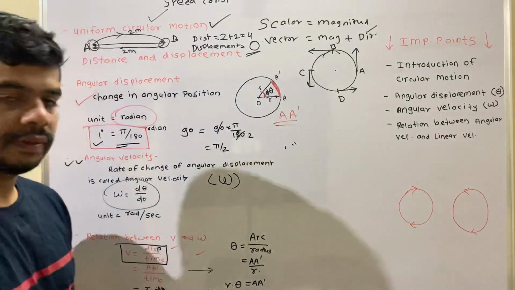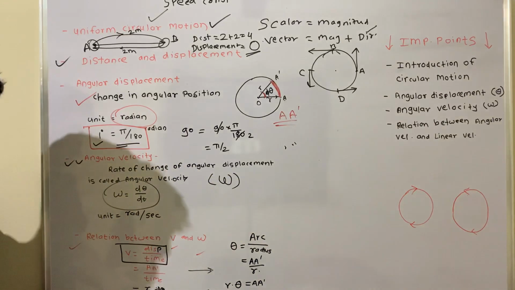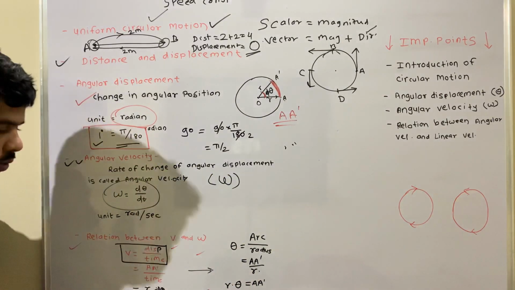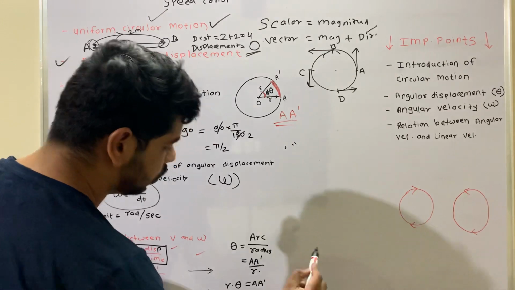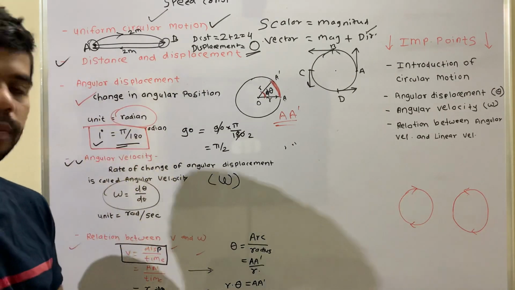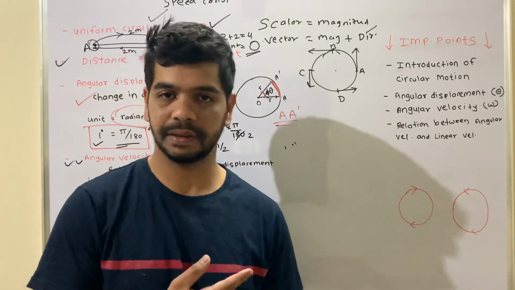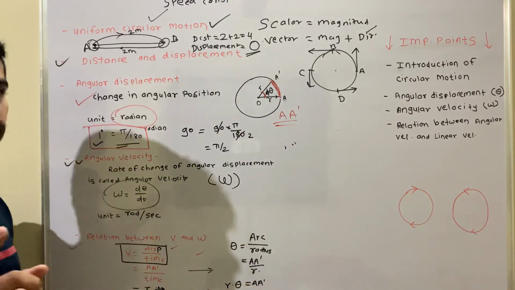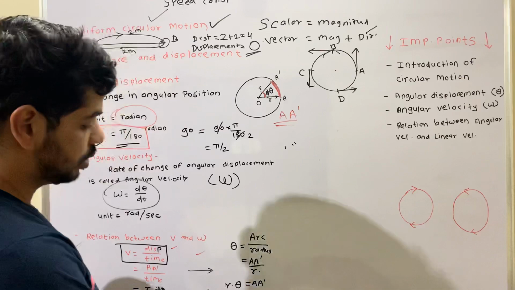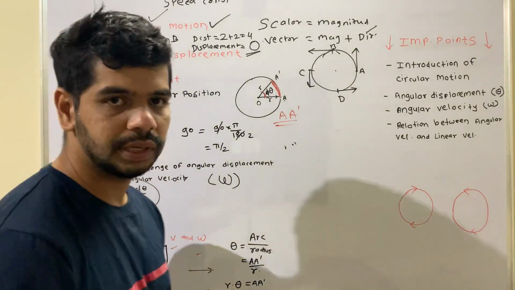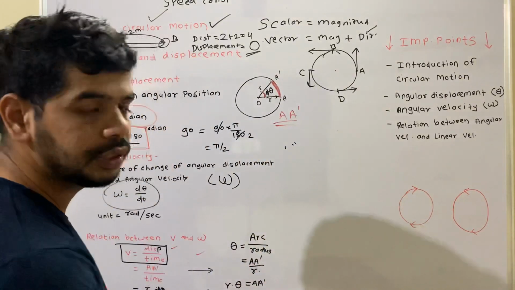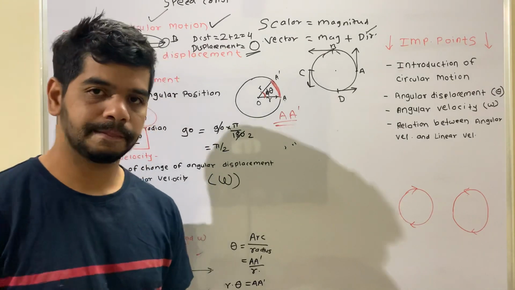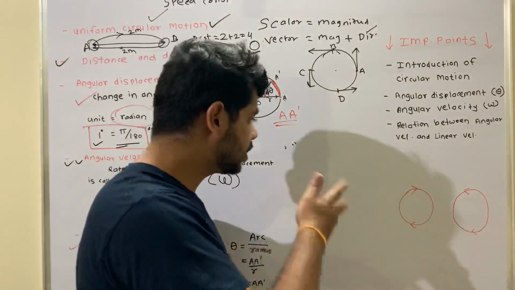This is the proof of the relationship between the linear velocity and angular velocity. So this is very simple, no need to get confused. v is equal to r omega. And you are going to use this equation most of the time in the numericals. So you have to know this compulsorily. This is the very basic relation between linear velocity and angular velocity. Clear?